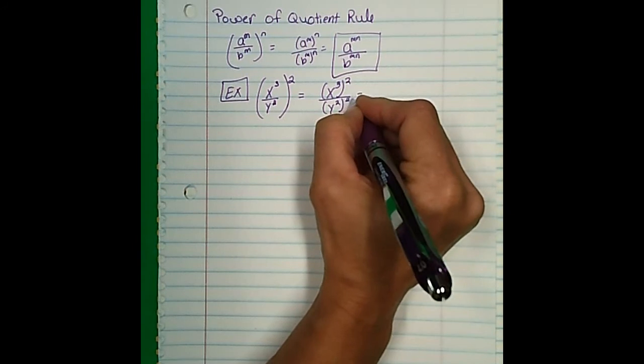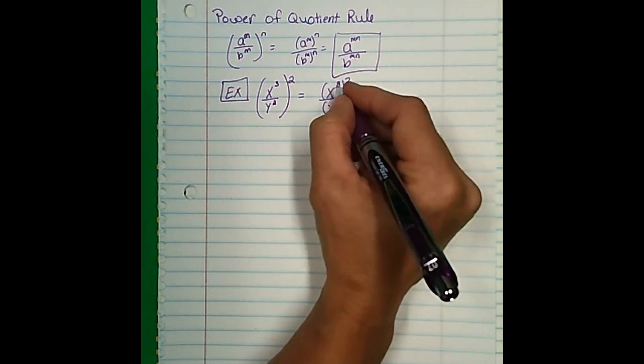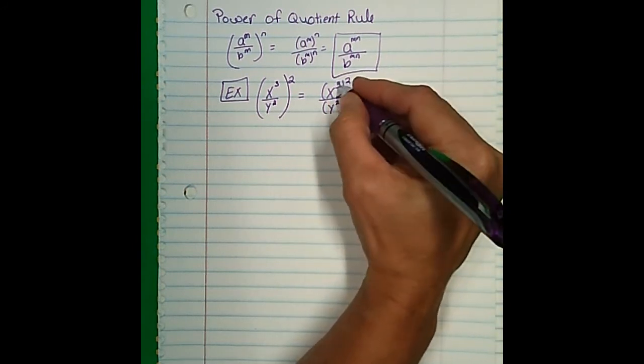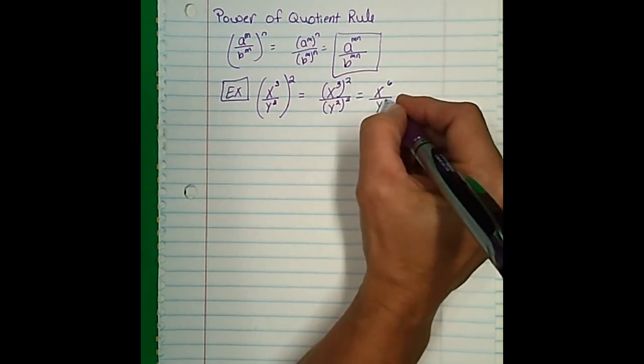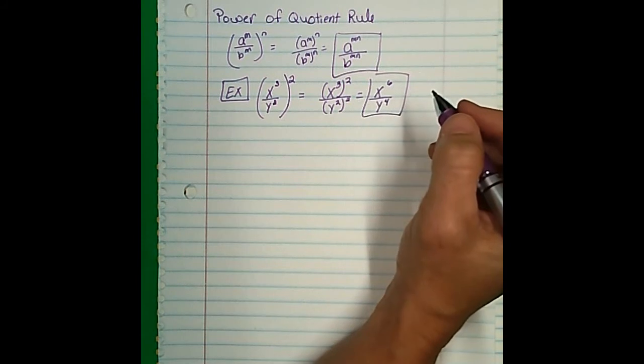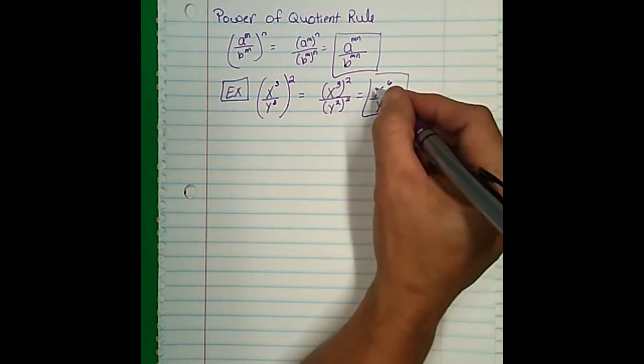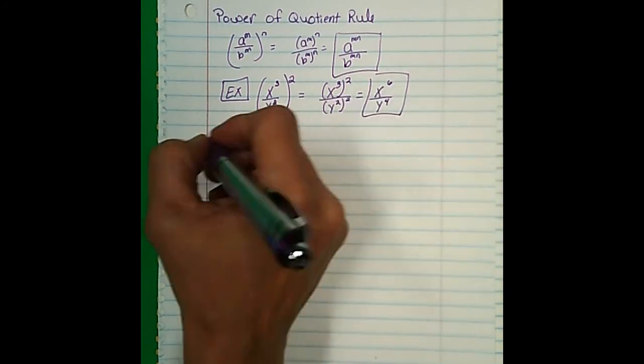And since it's raised to a power and raised to another power, we multiply powers. So I have 3 times 2 is 6, and I have 2 times 2 is 4. I don't know the value of x and y, so I'm done. If we know the values, we can finish this out.